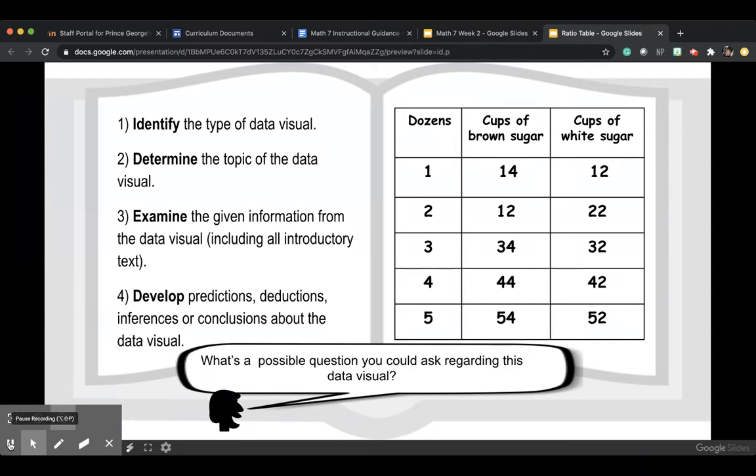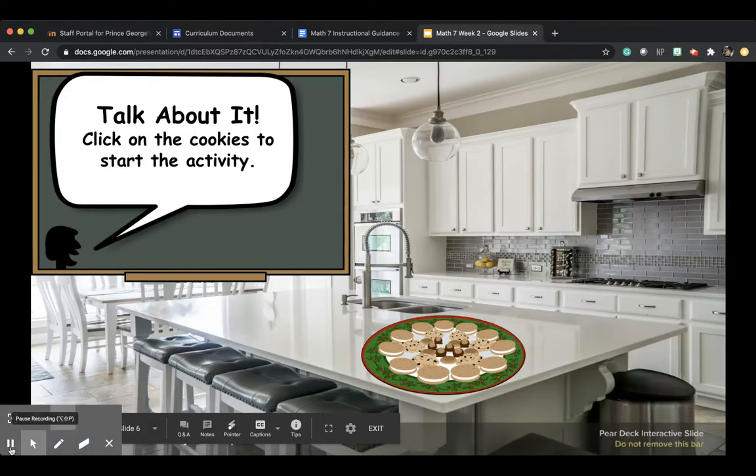One question that I had that you probably also would have is if I look at the recipe for 2 dozen, the cups of brown sugar goes down to 12, while the rest of these are all increasing. It goes from 14 to 12, but then it jumps to 34, 44, and 54. It makes me wonder, should the number for 2 dozens really be 24 since each one of these were increasing by 4? Increasing by tens, just like the cups of white sugar were also increasing by tens. And as you can now see, this recipe was for a plate of cookies.